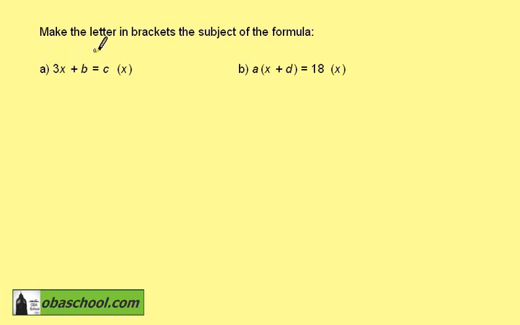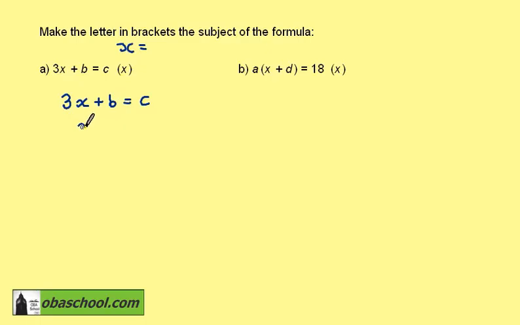We want to make the letter in brackets the subject of the formula. We have 3x plus b equals c, and x needs to be the subject. Remember, this means we need to rearrange to get x equals. So starting with the left-hand side, we have 3x plus b is equal to c.